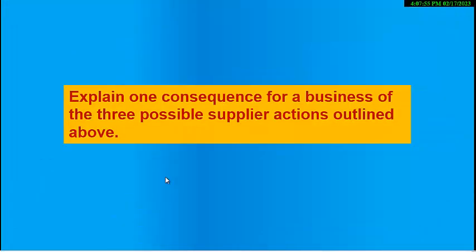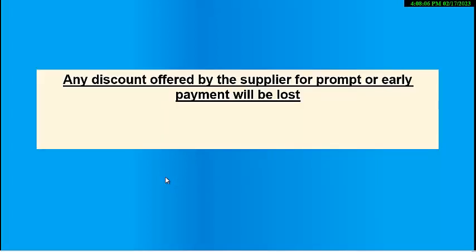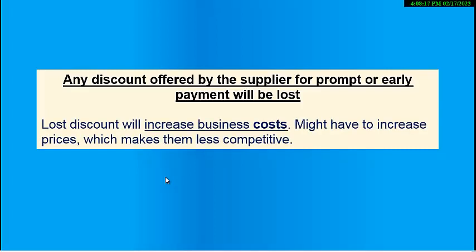So, now let's think about the consequences, at least one consequence for a business of the three possible supplier actions outlined above, the three ones that we were talking about, the limitations. So, what will happen? What are the consequences if any discount offered by the supplier for prompt or early payment will be lost? Of course, lost discount will increase the business costs, and this might have to increase the prices.